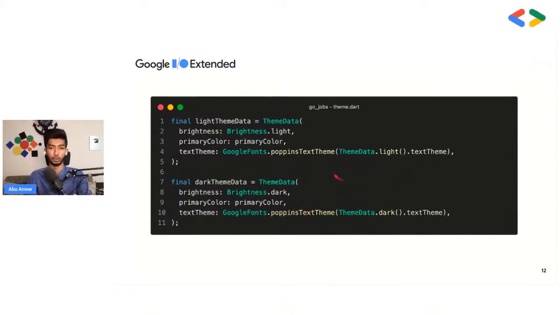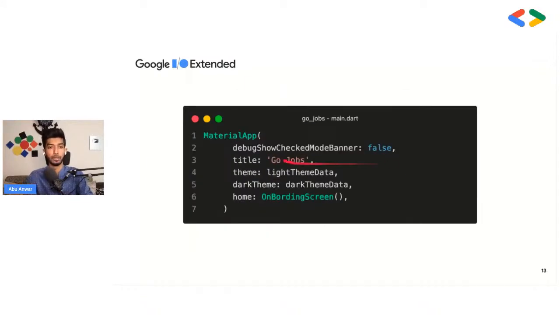Or maybe, instead of ThemeData, you can use Theme.of(context).textTheme. It totally depends on you. Now come to our MaterialApp. I don't like this default debug banner at the top right corner. That's why I set it to false. Define our light theme and dark theme.